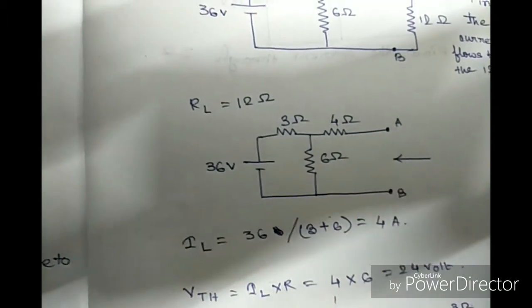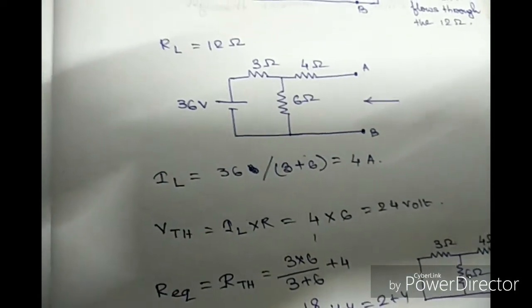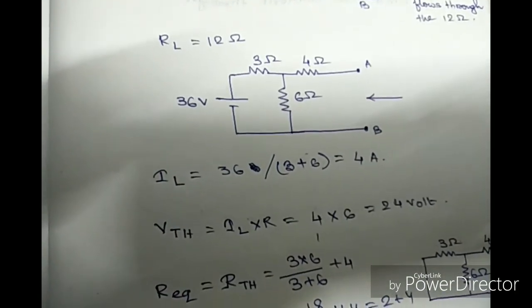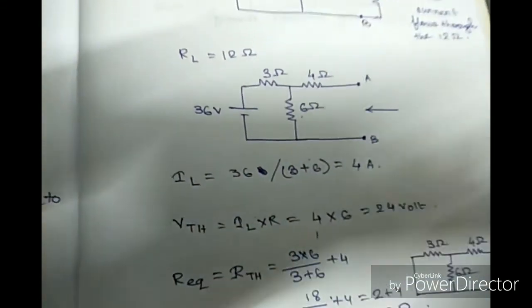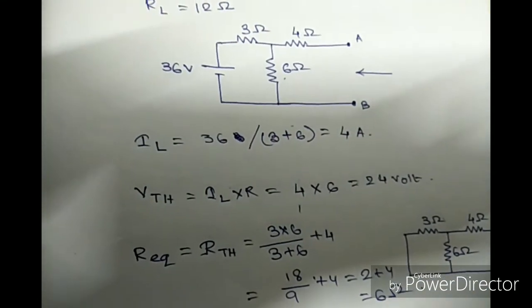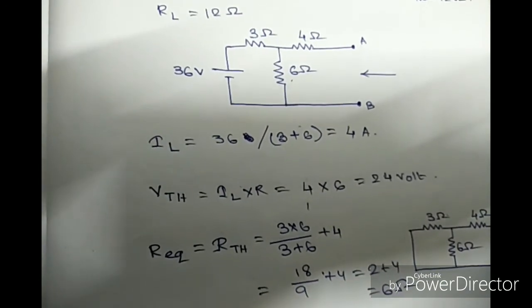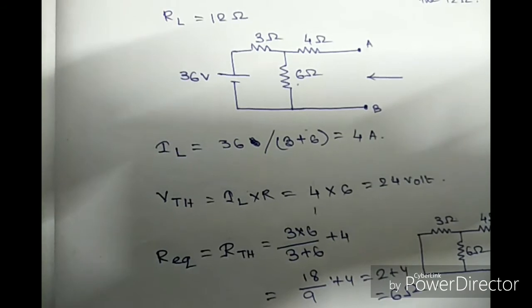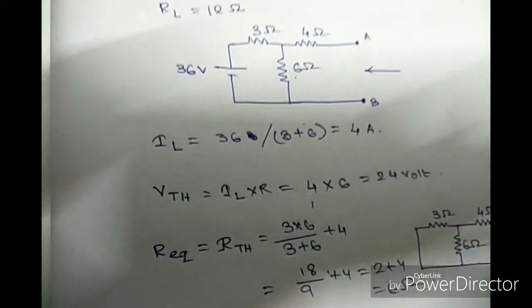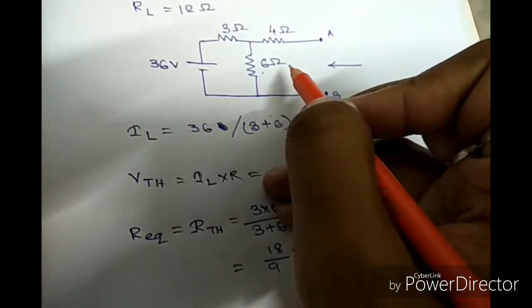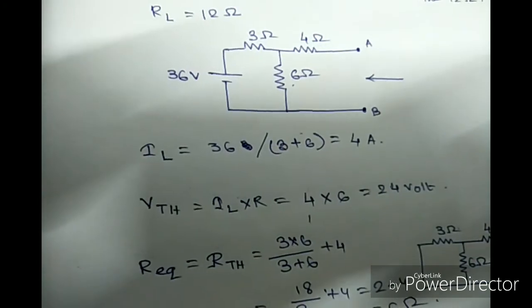As in the theorem, we have to see from the load resistance side, so the arrow is from here. At first we have to calculate the line current. Here the voltage source is 36 volt, and the resistance is 6 ohm plus 3 ohm, that is 9, and we get the line current, that is 4 ampere. Next we have to calculate the Thevenin's voltage, and we apply Ohm's law, that is V is equal to IR. Here I is equal to the line current and R is equal to 6 ohm, as we have to calculate the voltage across the 6 ohm resistance.